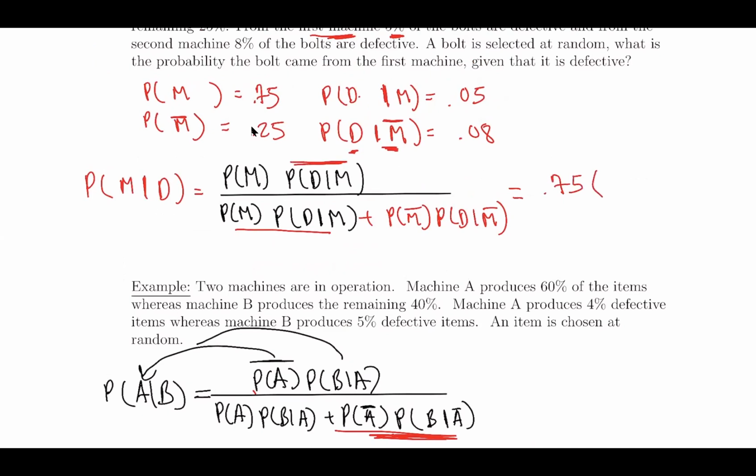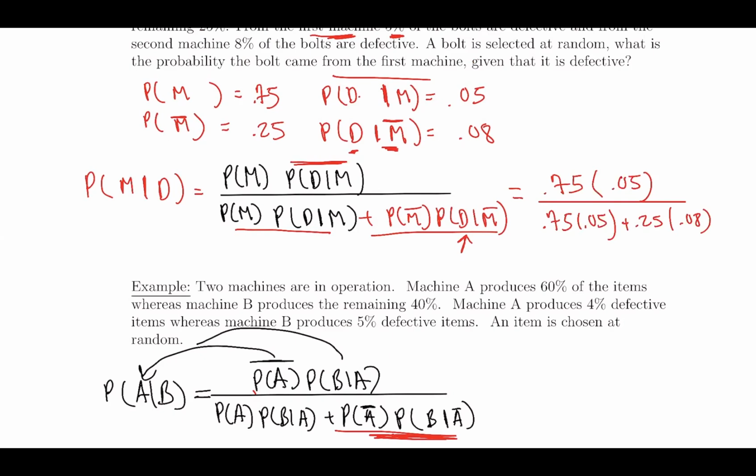This probability over here is 0.05. So you get 0.05 all divided by exactly the same thing, 0.75 times 0.05. And then you add it to the probability it came from the second machine, which we found to be 0.25, multiplied by the probability it's defective given it came from the second machine, which is 0.08. Any questions so far on why we substitute any of those numbers in?